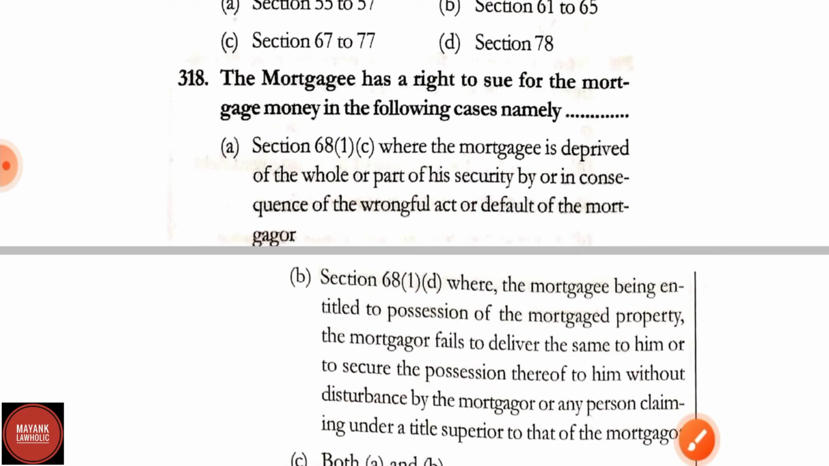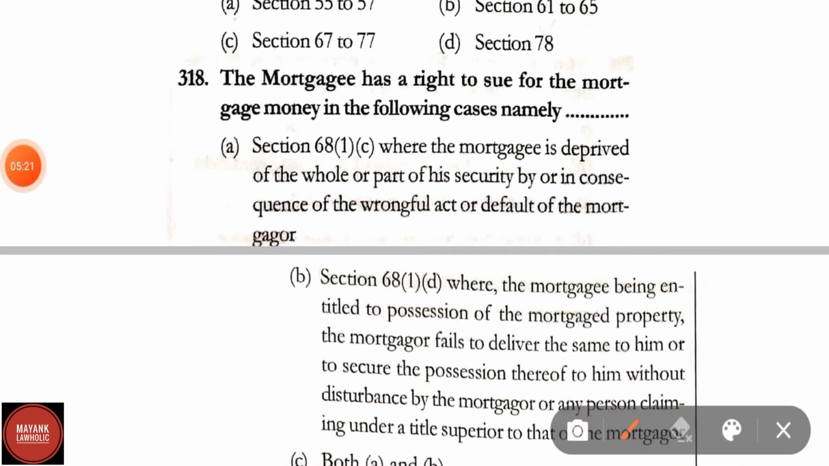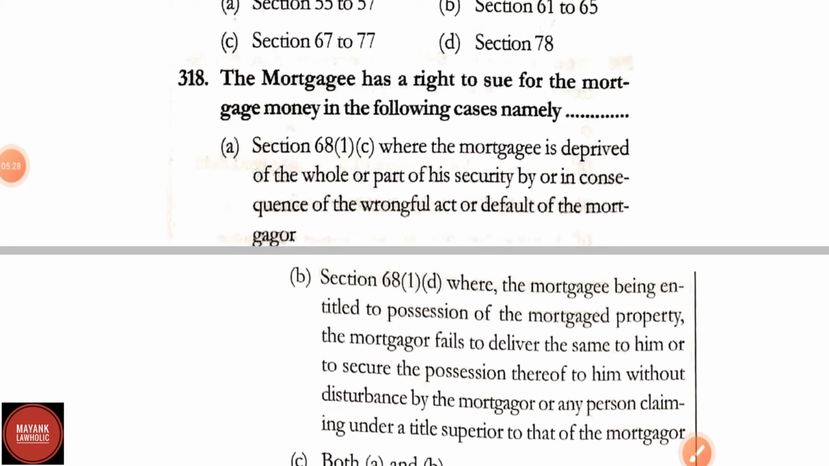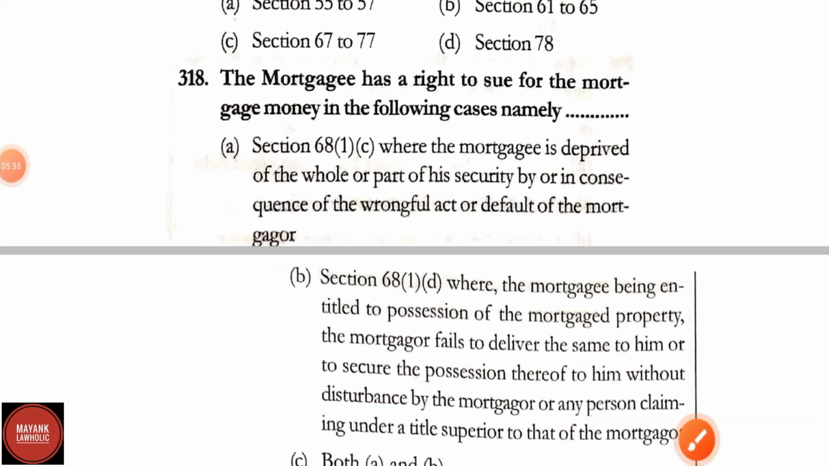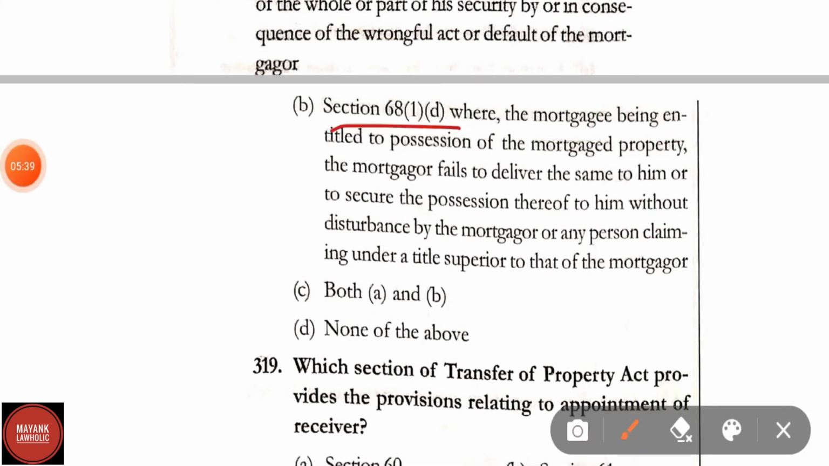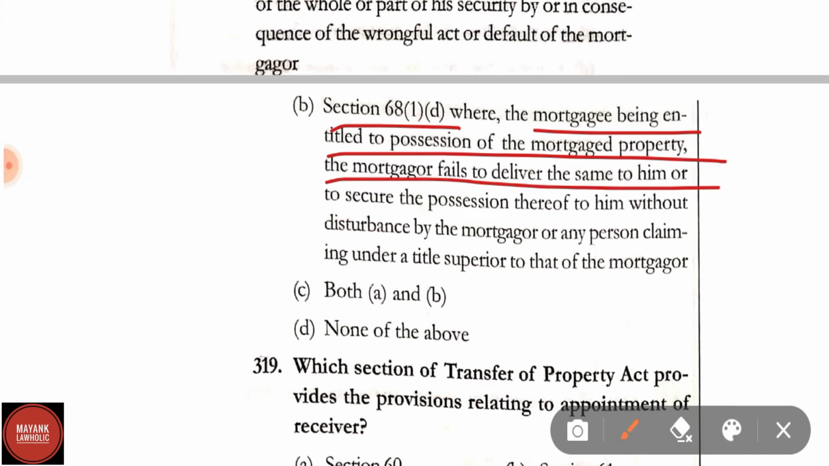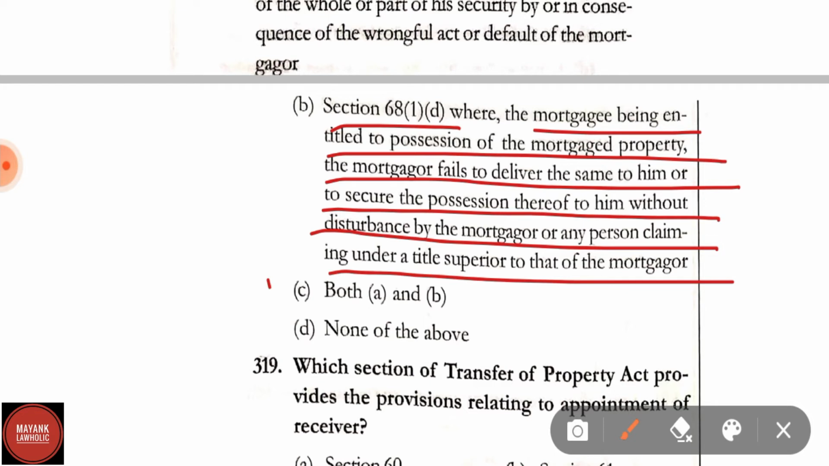Question number 318. The mortgagee has a right to sue for the mortgage money in the following cases, namely option A, section 68 subsection 1 clause C, where the mortgagee is deprived of whole or part of his security by or in consequence of the wrongful act or default of the mortgagor, and option B, section 68 subsection 1 clause D, where the mortgagee being entitled to the possession of the mortgaged property, the mortgagor fails to deliver the same to him or to secure the possession thereof to him without disturbance by the mortgagor or any person claiming under title superior to that of the mortgagor. Option C, both A and B, and option D, none of the above. Here correct answer is option C, that is both A and B.